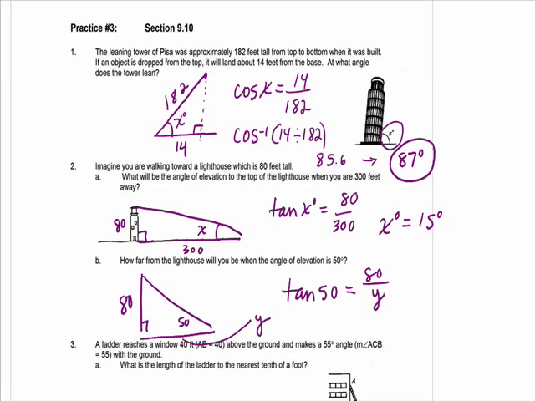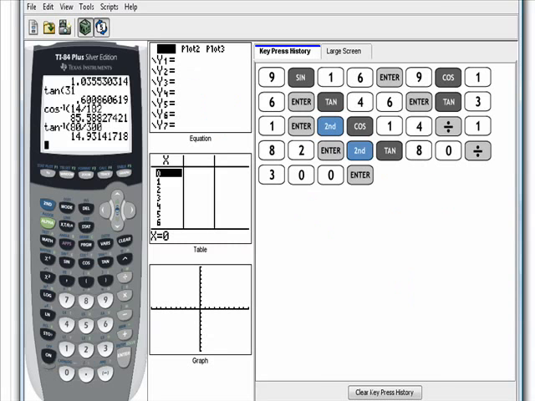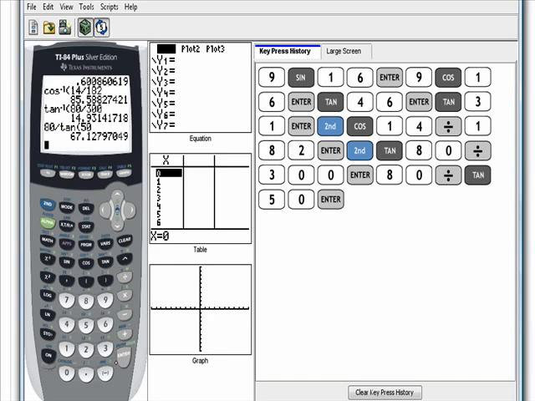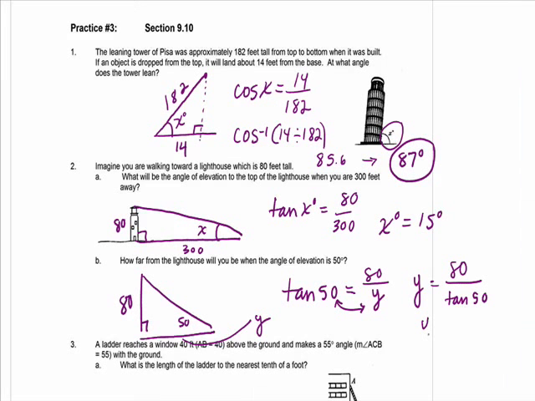Then we get to do our handy dandy exchange. We switch those two. So we get y is 80 divided by the tan of 50. Now I'll go to my calculator. 80 divided by tan 50, and I get 67.1. And it looks like we're in feet.